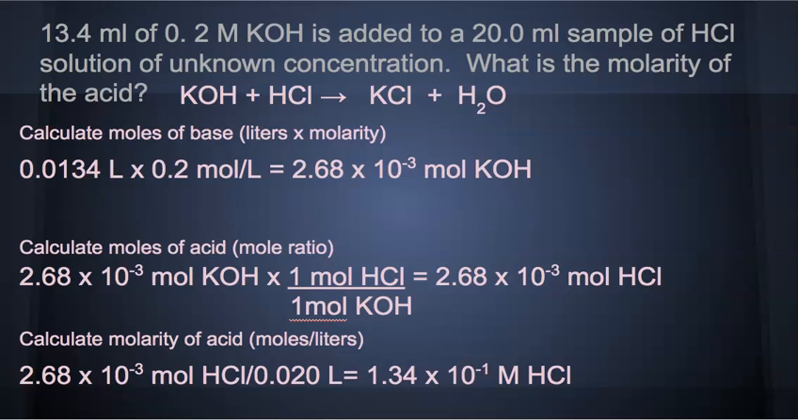So let's wrap it up by practicing here. We have our practice problem, and it's been worked out on this slide. If we have 13.4 milliliters of 0.2 molar KOH, potassium hydroxide, and we add it to 20 milliliters of a sample of HCl, what's the molarity of the acid? So we have our balanced reaction: KOH plus HCl makes KCl and H2O. Once again, acid and base make a salt and water.